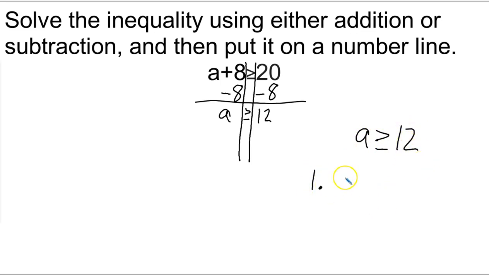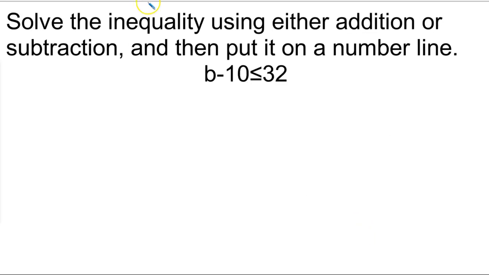Step 1, open or close dot. We see a line. We see a line under it, so we know it is a closed dot. That is greater than or equal to, so it is a closed dot on the number 12, and the variable is on the left, the sign is pointing right, so our arrow will go to the right. Hopefully you got that right. Let's go. Another one. Pause it. Do your own work.